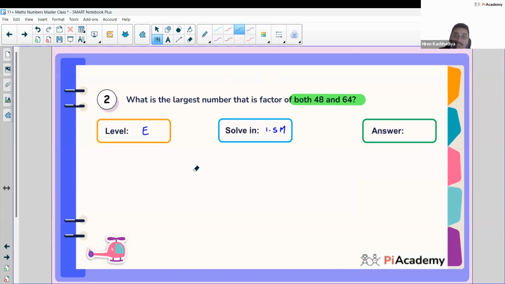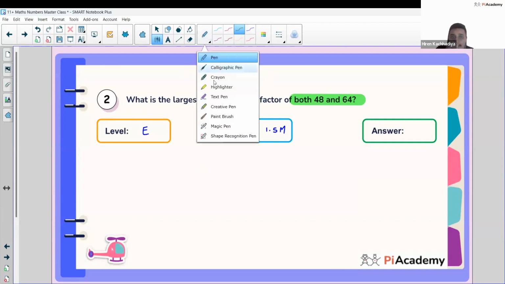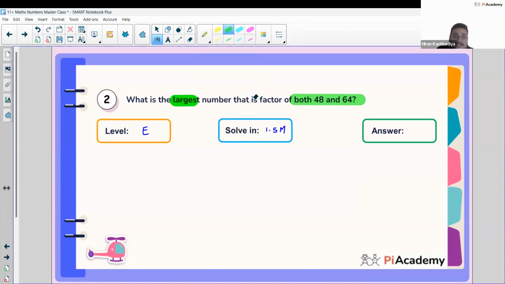Let's do this question. So as you can see here, if I highlight what I have to find, largest factor. So isn't it the HCF? Because highest common factor, that is the same thing, right? So ultimately they are asking HCF, okay? They are not writing what is the HCF of 48 and 64. They are writing in another way, but ultimately they are asking the same, okay? So as you know, if you want to figure out the HCF, then what do we need to do?